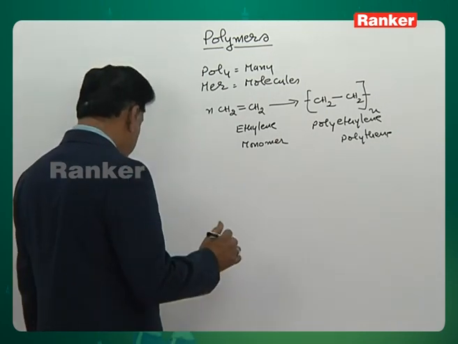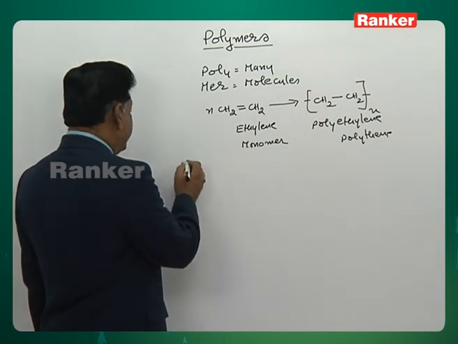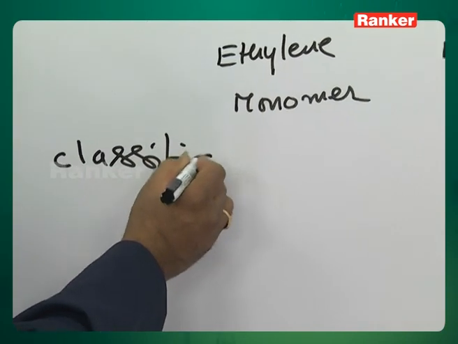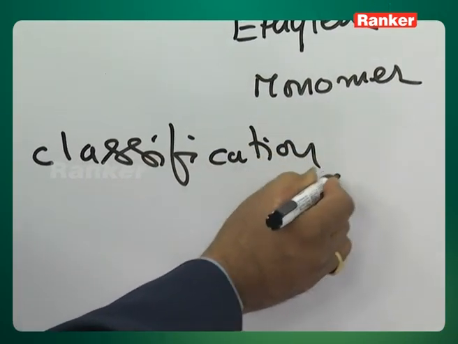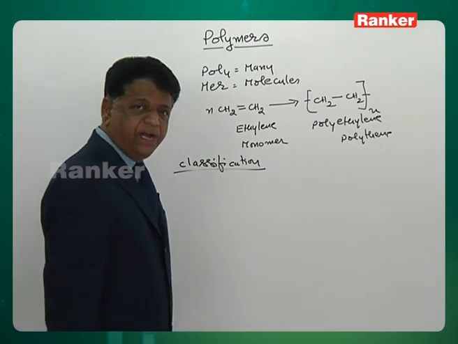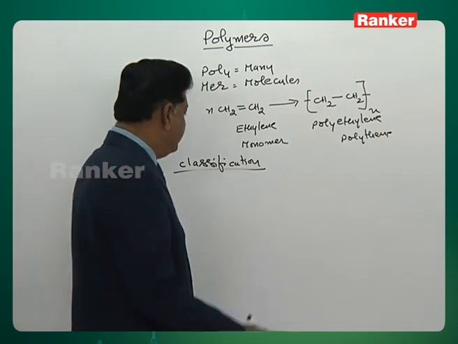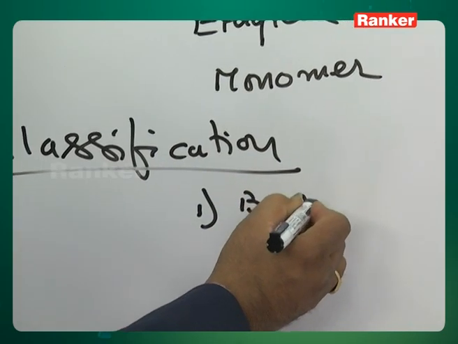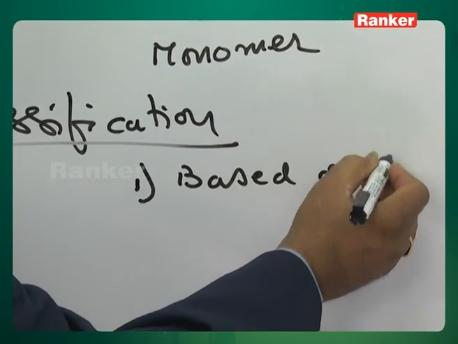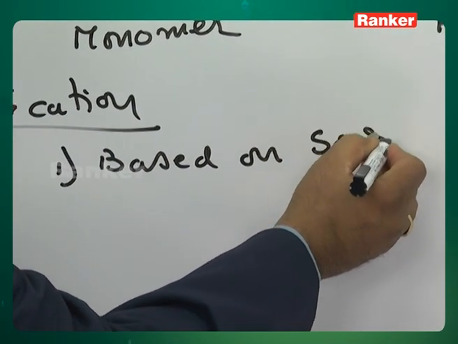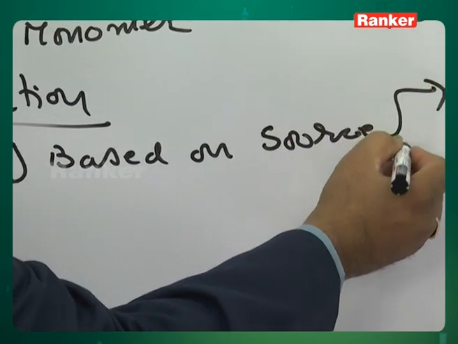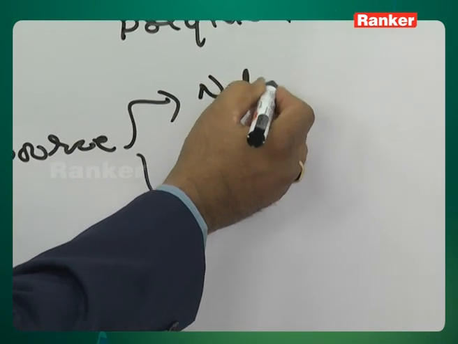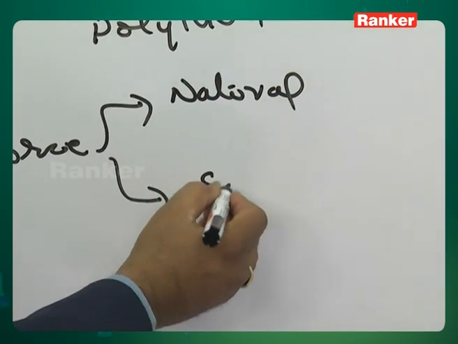Now we go to one aspect, the classification of polymers. There are 4 different varieties of classification. The first classification is based on availability or the source. They can be divided into 2 types, natural and synthetic.